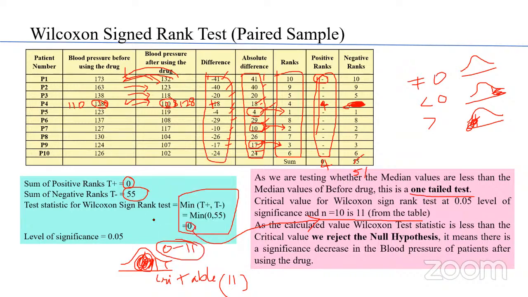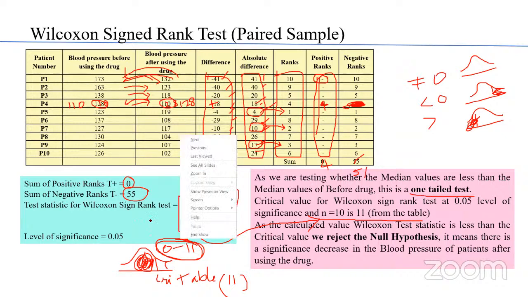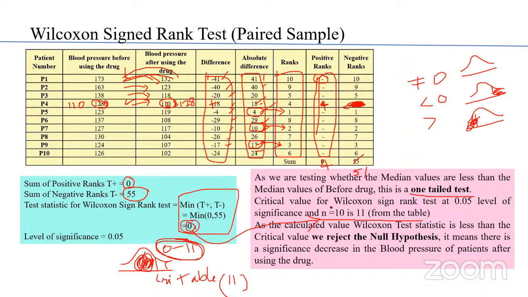But only in the case of the Wilcoxon signed rank test and the Mann-Whitney U test, if the calculated value falls in this range, we will reject the null hypothesis. We will take the reverse of the normal tests. That is the difference. Since our calculated value has become 0 and the table value is 11, we have rejected the null hypothesis. That means there is a significant difference, especially there is a decrease in the blood pressure of the samples after using that medicine.